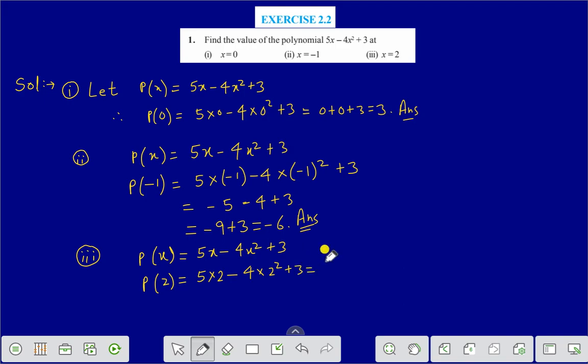Or we are getting 5 times 2 is 10, minus 4 times 4 is 16, plus 3. Or you can write 10 plus 3 minus 16 is equal to 13 minus 16, and get the value of minus 3, and that is the answer.